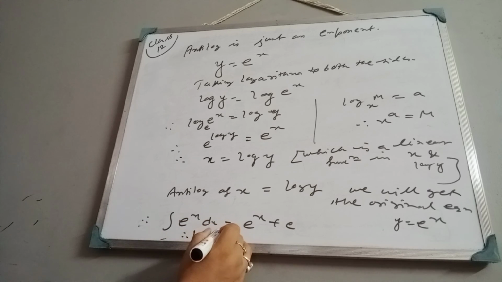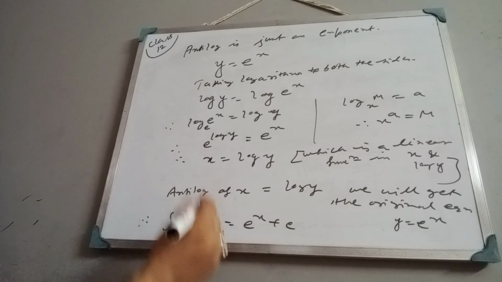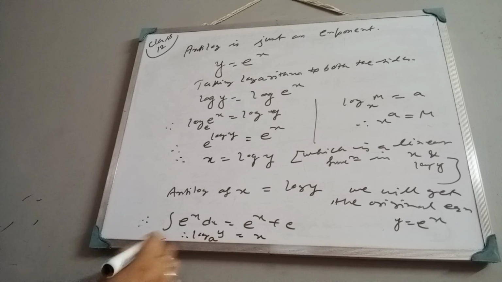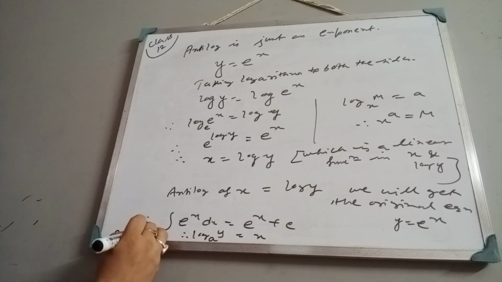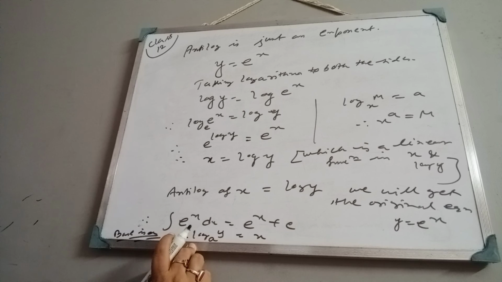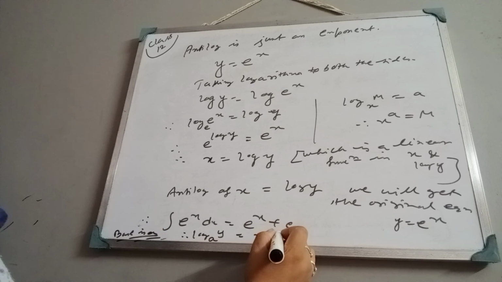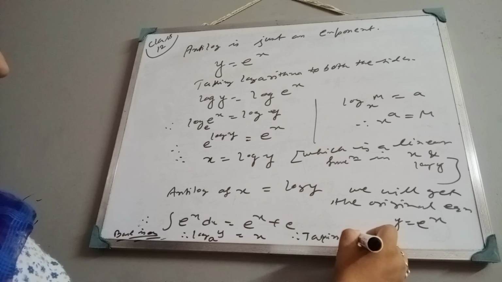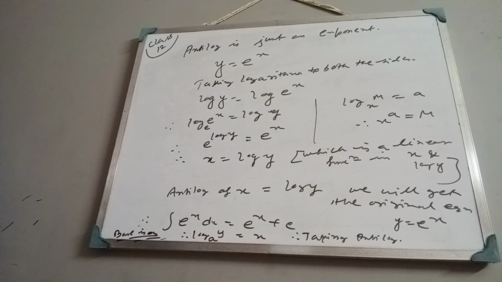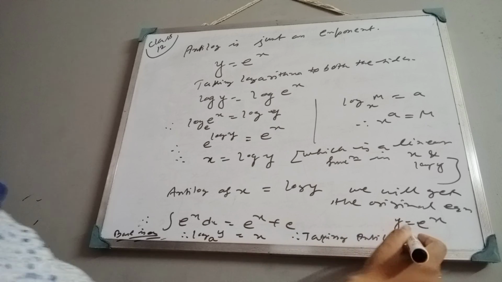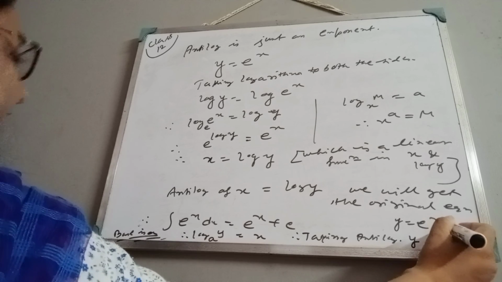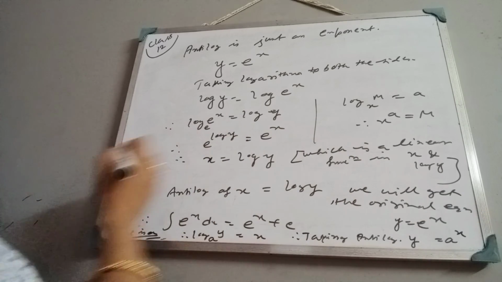Then we can write log y. We have taken here base as e. So if I write log y to the base a, when the base is a, then log y to the base a is equal to x. Okay. Now taking antilog, we will write antilog of log y to the base a. Obviously, antilog of log means only the number. So this is coming y is equal to a to the power x.